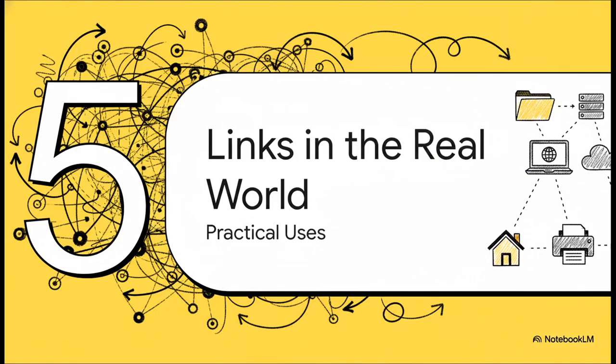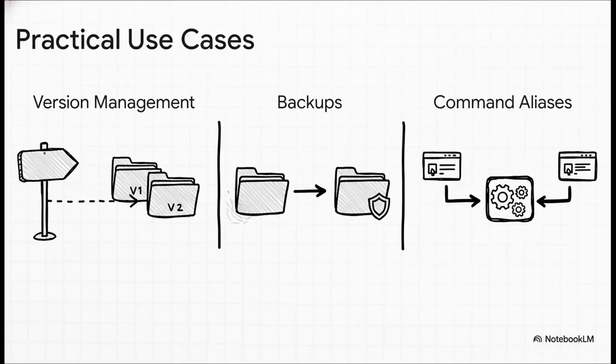Now, this isn't just theory. Links are used constantly in real-world Linux systems. Let's look at a few practical places where you'll see them in the wild. A classic example is version management. A generic command like java is often just a symbolic link pointing to whatever specific version is installed, like Java 17. When you update Java, you just change where the link points, and all your scripts keep working.